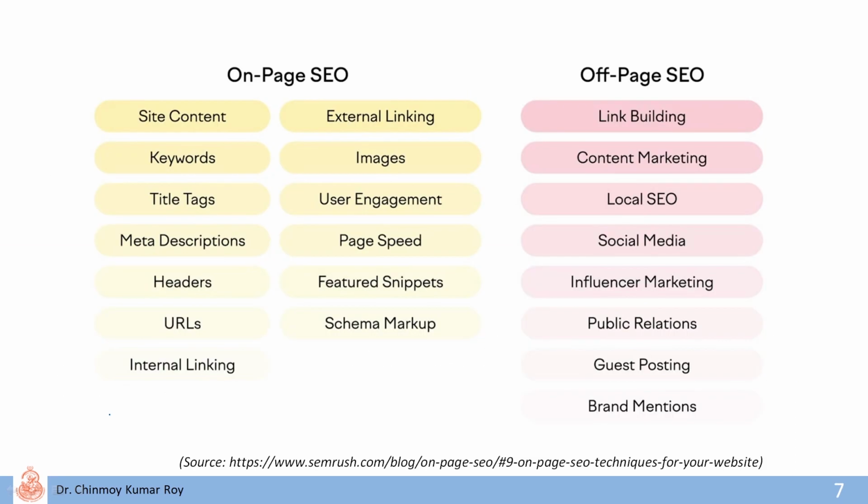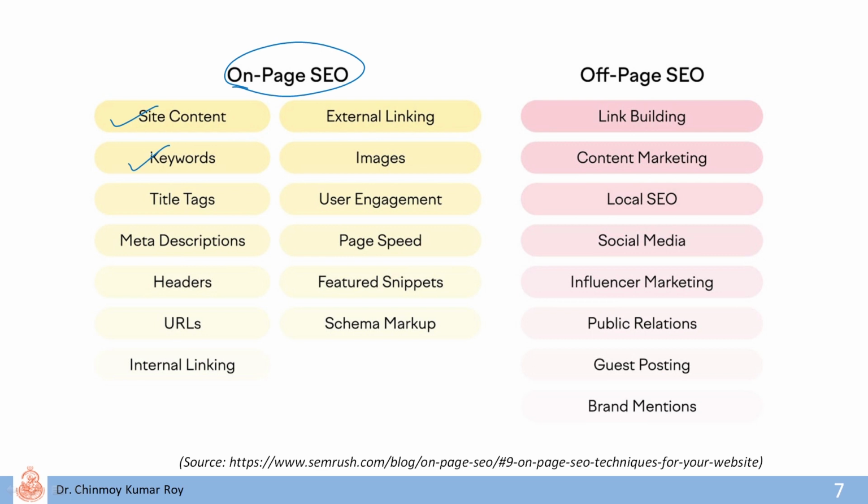This is very wonderful information provided by Shemras. It says there are various ways in which you can do on-page SEO and off-page SEO. On-page SEO, as I have discussed already, includes site content: whatever contents your site holds, whether they are relevant or not, whether they are updated or not, whether they are unique and original or not. That is going to improve your on-page SEO.